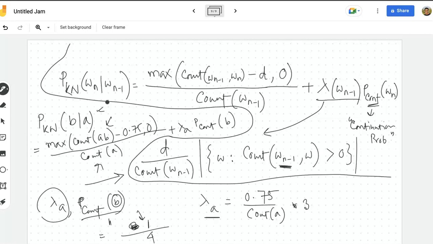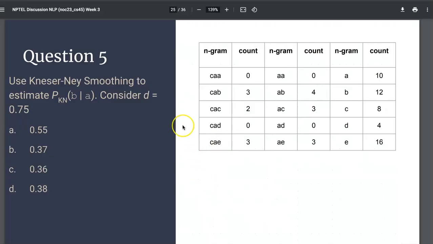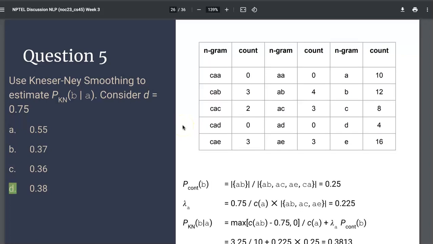So here's the thing: just keep cool, and find the formula. Find the different components for which the values are already given and the parts which you need to calculate, and then you are good to go. Similarly you can find this thing. The continuation probability is there, lambda is there, and then you just put these values into the actual formula.